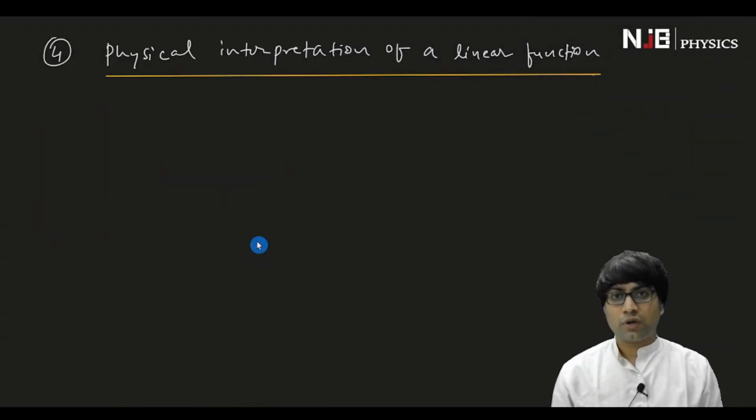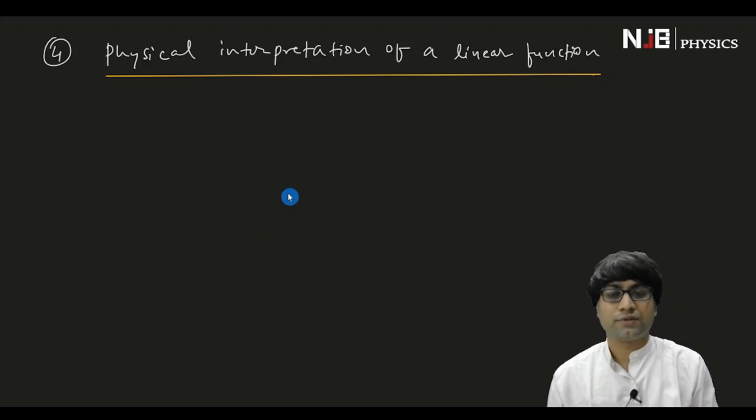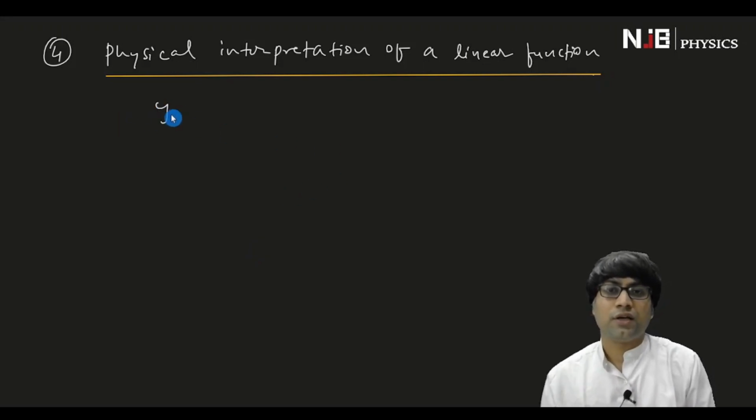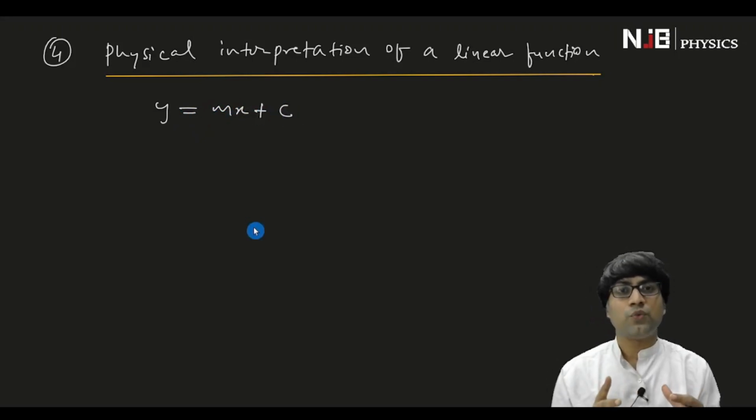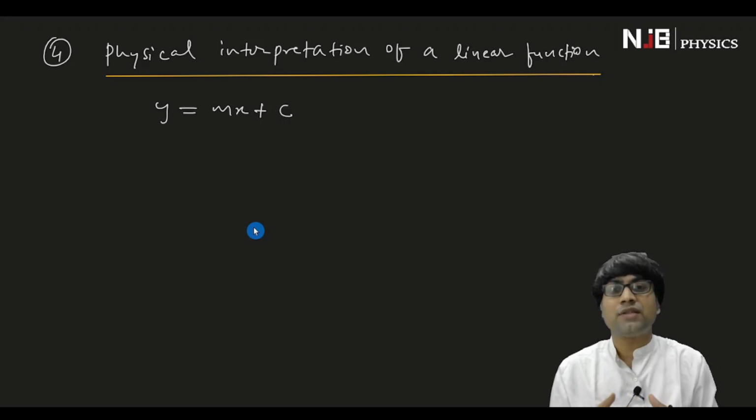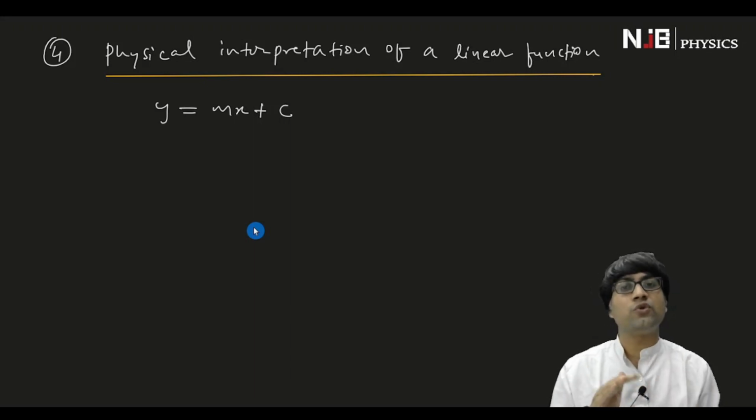Let us now have a look at the physical interpretation of a linear function, which is very important for all practical purposes, because of which we are talking about linear functions. So for the linear function, let's have the equation y equal to mx plus c. In any function, basically it is a relation between a physical quantity and another physical quantity, that is y and x. Let's say these two are different physical quantities, and the relation is such that if you change x, y is going to change because y is dependent on x.